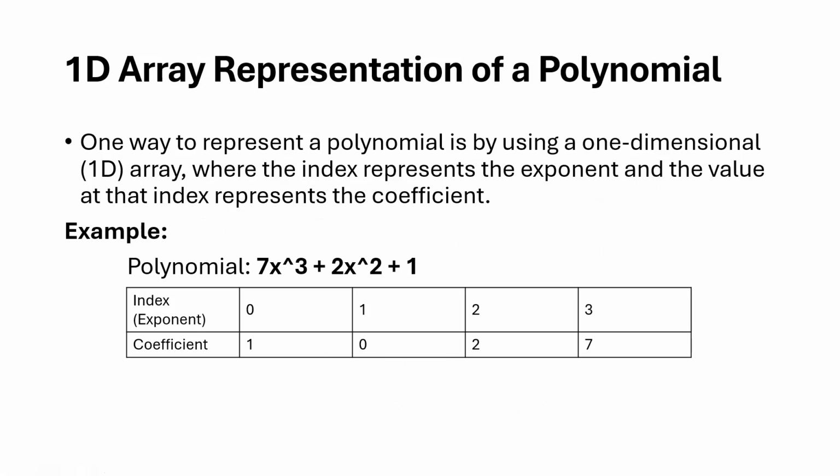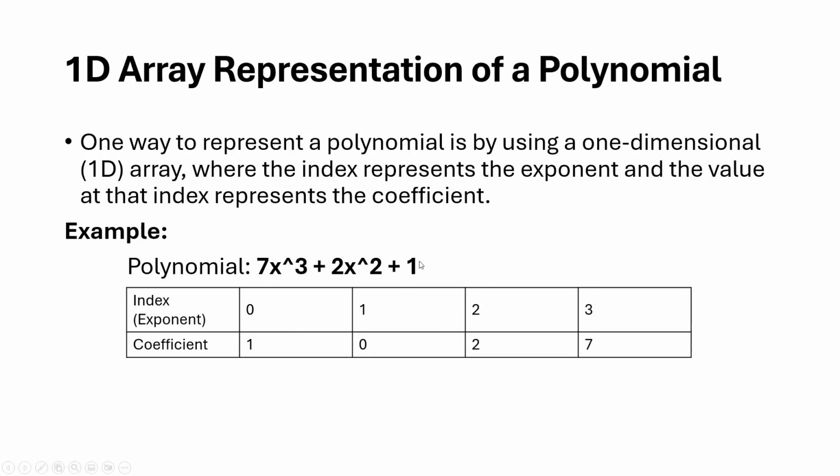So let's say we have one polynomial like this: 7x to the power 3 plus 2x squared plus 1. Here, the degree of the polynomial is 3. So basically, at max, we may have 4 terms. We'll just create a one-dimensional array. This part is my array, and the first row represents the index. We will store only the coefficients.